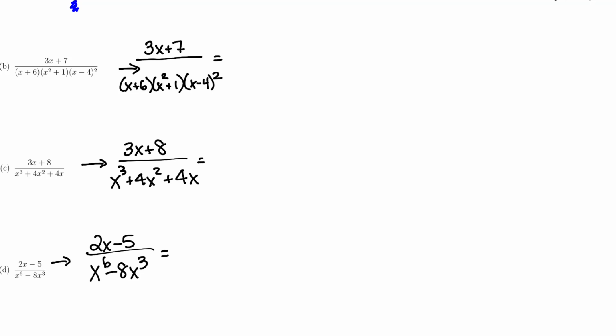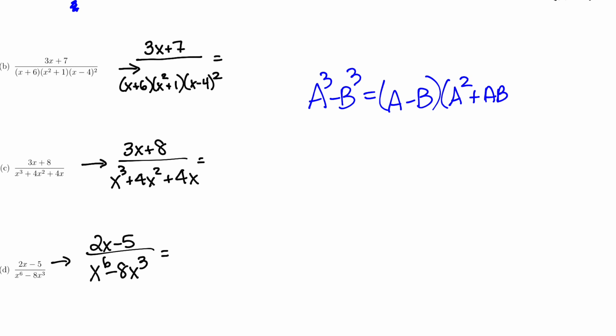Difference of cubes formula. Hang on. A cubed minus b cubed factors as a minus b times a squared plus ab plus b squared.